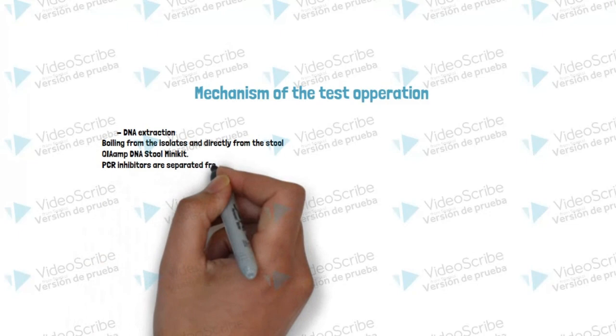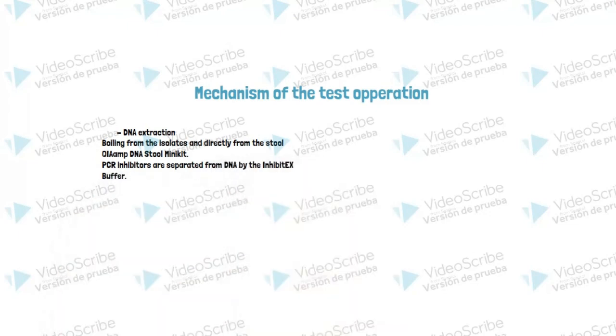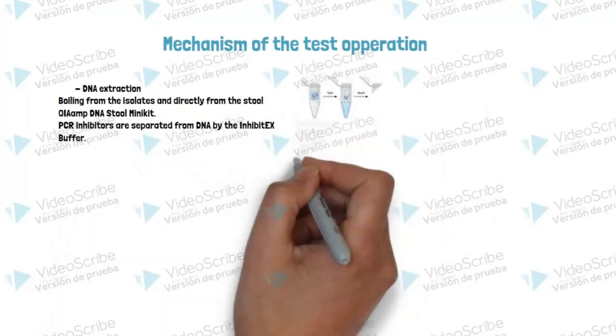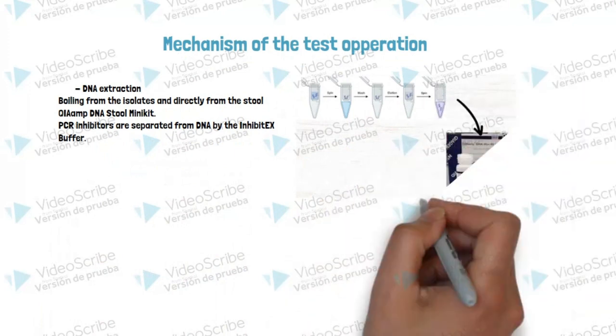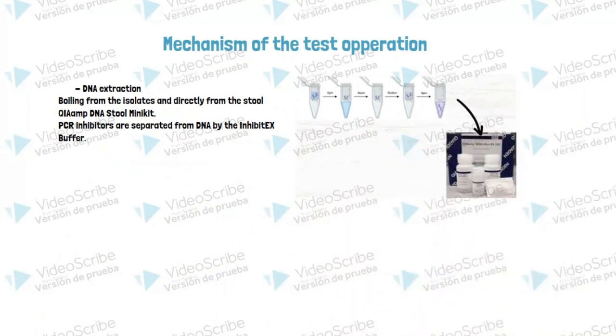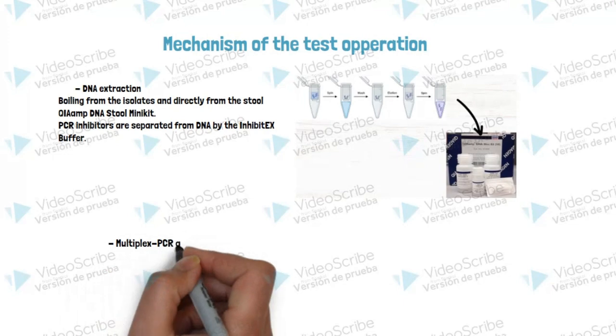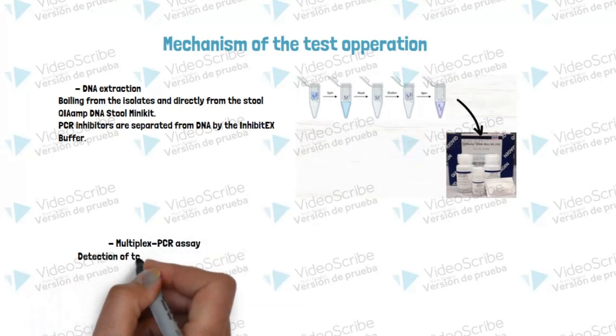PCR inhibitors are separated from the DNA by the InhibitEX buffer. The DNA extract was measured using NanoDrop spectrophotometry at 260 nanometers. Then we have the multiplex PCR assay. This is the assay for detection of TcdA, TcdB, and TPI, triose phosphate isomerase, using specific primers.